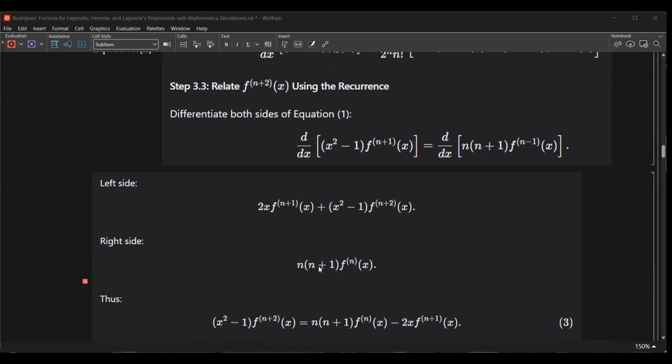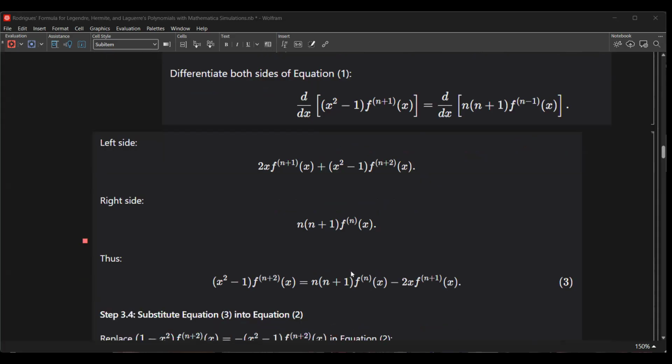n times (n+1), which is a constant. So the next derivative of the (n-1)-th derivative is the n-th. So n minus 1 plus 1 equals n. So we have the left side equal to the right side here. So the left side here is (x squared minus 1) times the (n+2)-th derivative. But we transpose the 2x term to the right side, so this becomes negative 2x times the (n+1)-th derivative of f(x). Then we also have the remaining term in the right side, the original term: n times (n+1) times the n-th derivative of f(x).